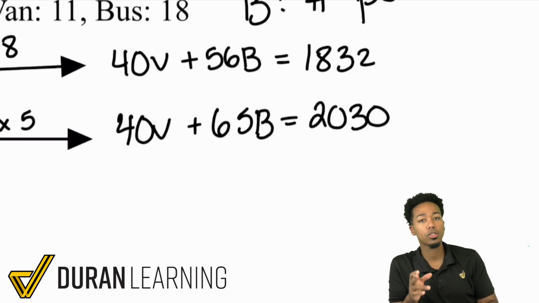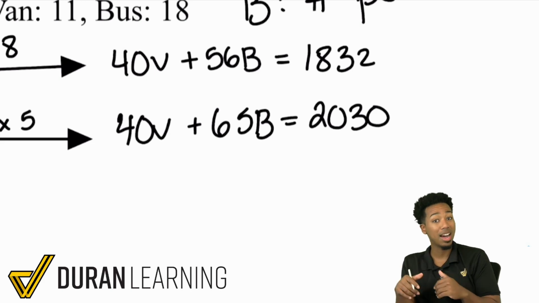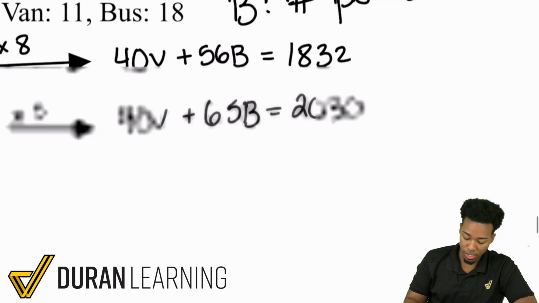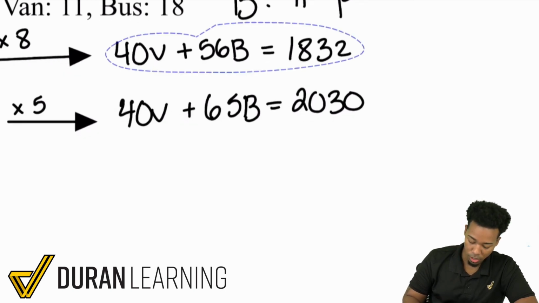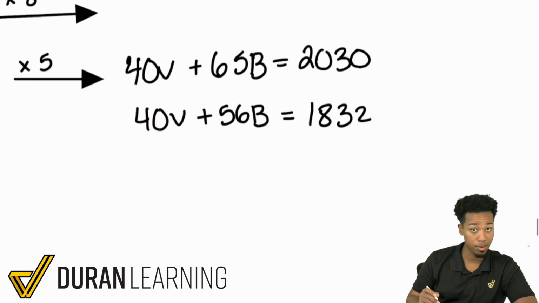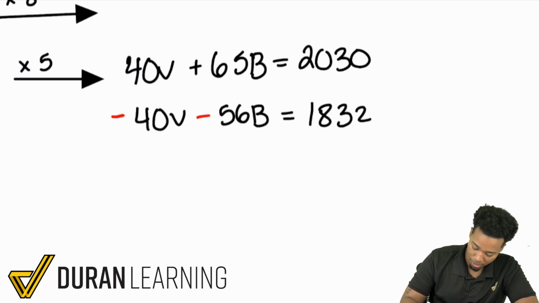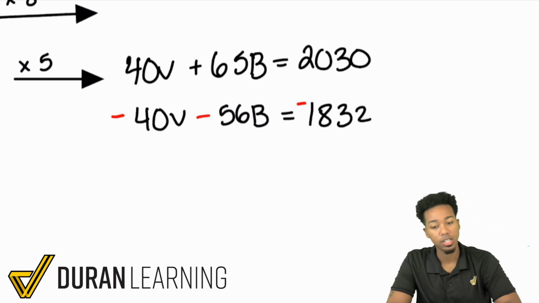The only thing we have to make sure we do now is make sure that we have a negative on one of the 40v's and a positive on the other one. That'll be the easiest way for us to handle this. And if you need to, do this to see one equation on top of the other. I'm going to do it this way because, my party people, if I multiply the entire equation here by a negative, what I end up having is this. Negative 40v minus 56b equals negative 1,832.